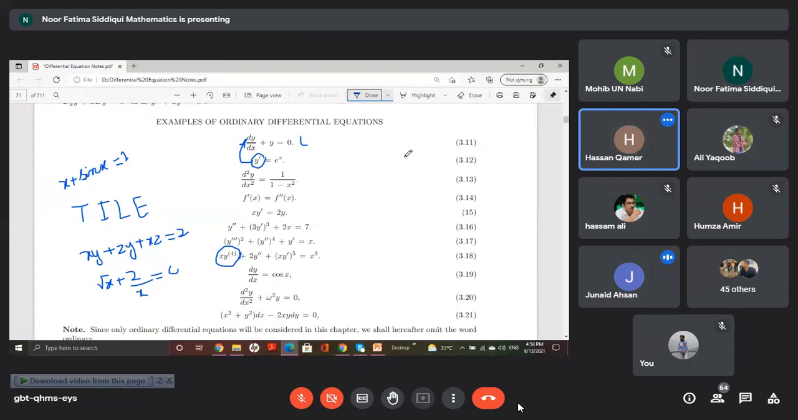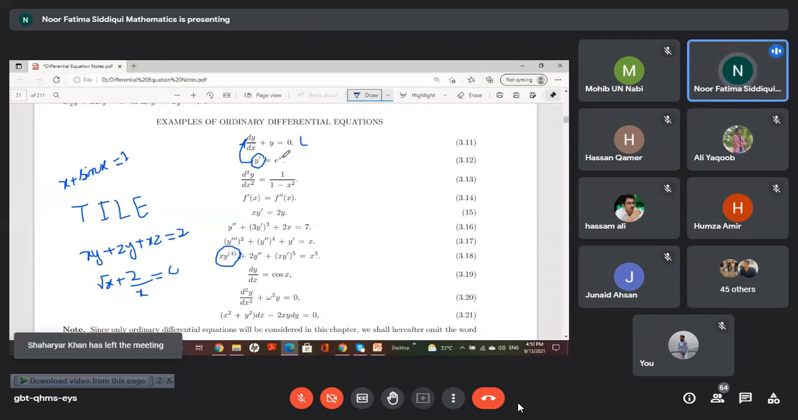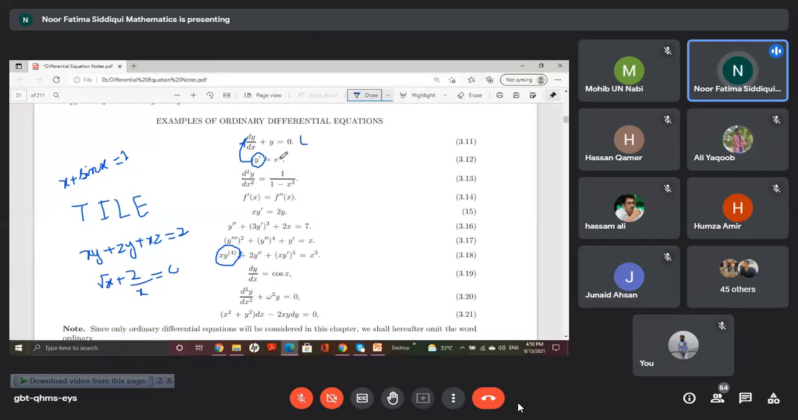Why linear? Because the exponential function is not of the dependent variable. X is not the dependent variable. X is the independent variable. Y is the dependent variable. In example 3.12, y is dependent and x is independent. So the exponential function is appearing with independent variables, so it is allowed for a differential equation to be linear. It would be non-linear if the exponential function were appearing with the dependent variable or its derivative. Instead of x, if it were y, or e power y prime, or e power y square, then we would consider it a non-linear differential equation.